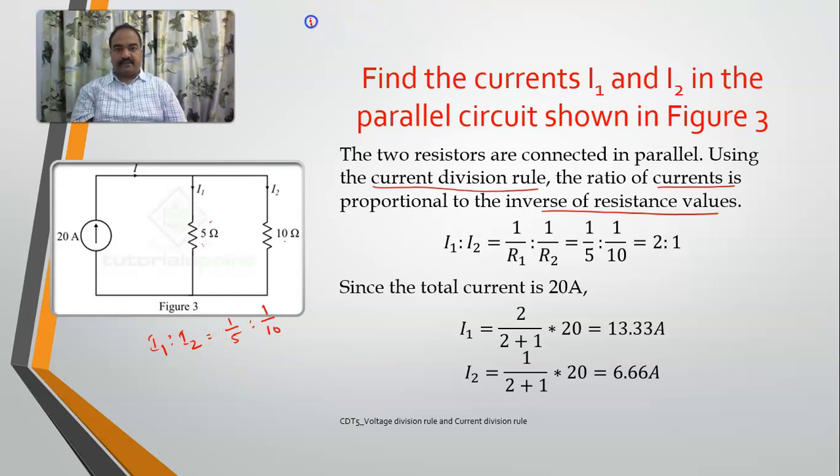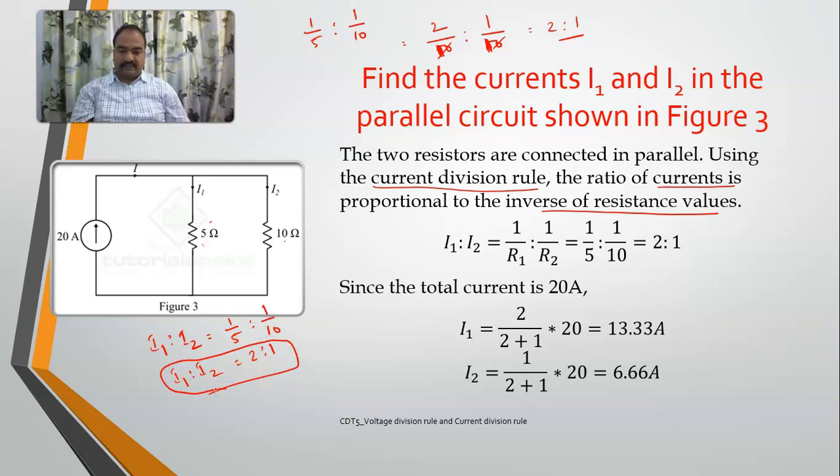So I can simplify it here. 1 by 5 is to 1 by 10. What is the LCM for them? LCM is 10. So 5 2s are 10, and 10 1s are 10. If I take the denominators off, it is 2 is to 1. So I can directly write it as 2 is to 1. So I1 is to I2 is 2 is to 1.